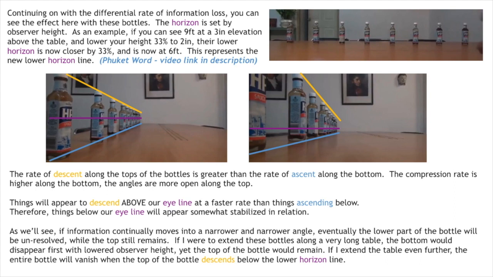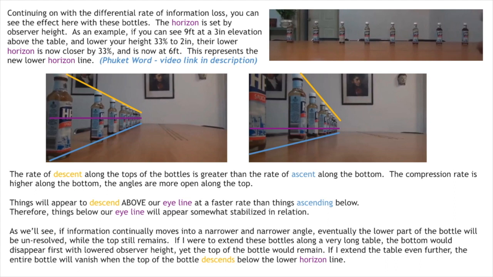So the rate of descent along the tops of the bottles is greater than the rate of ascent along the bottom. The compression rate is higher along the bottom, and the angles are more open along the top. Things will appear to descend above your eye line at a faster rate than things are ascending below. Therefore, things below our eye line will appear somewhat stabilized in relation to those things above. As we'll see, if information continually moves into a narrower and narrower angle, eventually the lower part of the bottle will be unresolved while the top still remains.